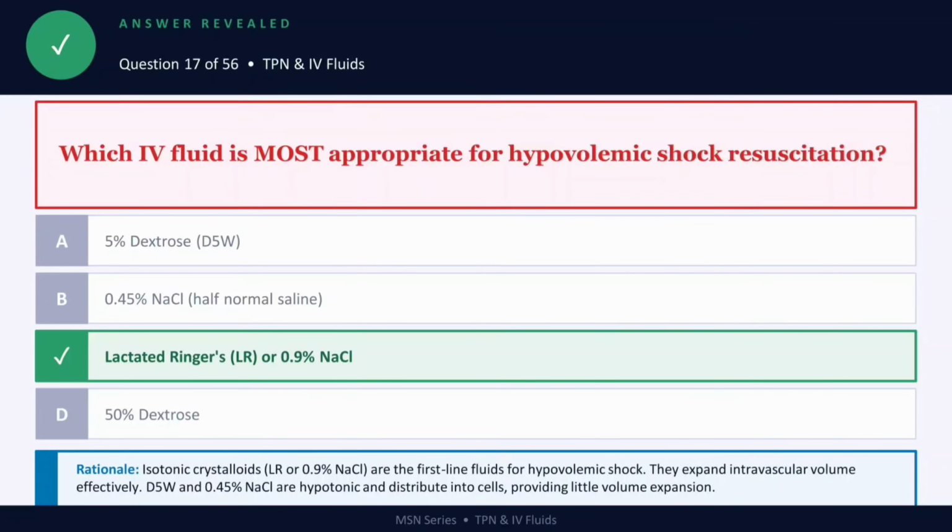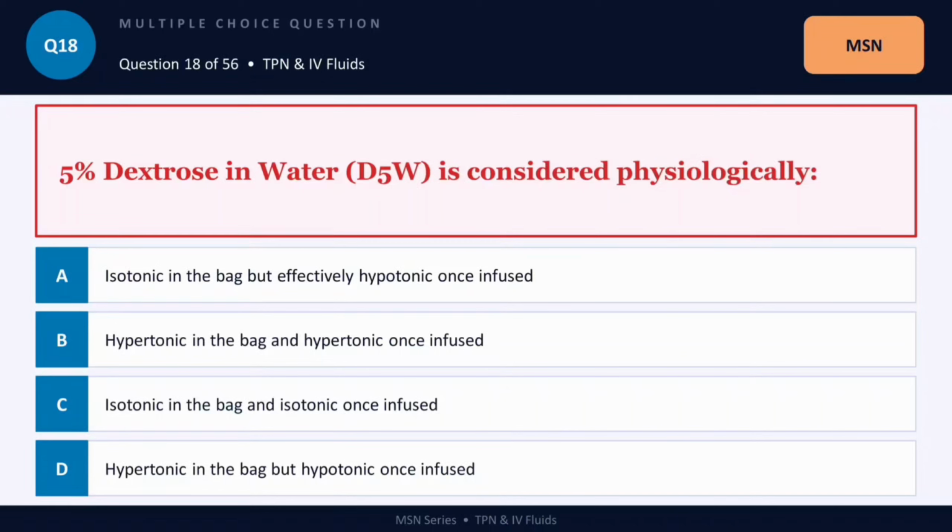Rationale. Isotonic crystalloids are the first line fluids for hypovolemic shock. They expand intravascular volume effectively. Dextrose in 5% water and half normal saline are hypotonic and distribute into cells, providing little volume expansion. Question number 18. 5% dextrose in water is considered physiologically. Option A isotonic in the bag but effectively hypotonic once infused.